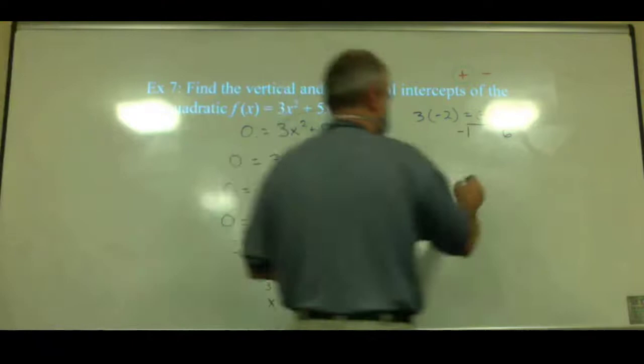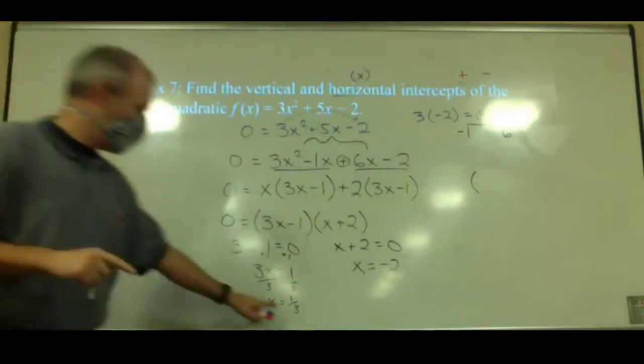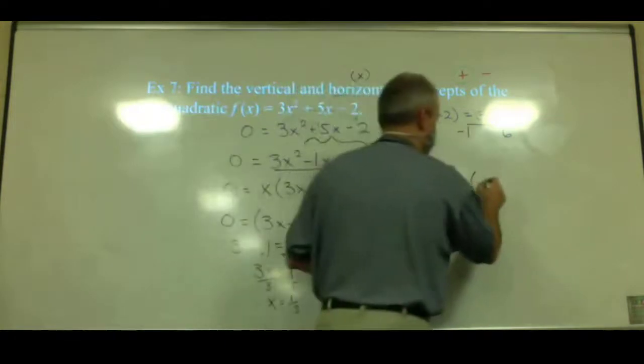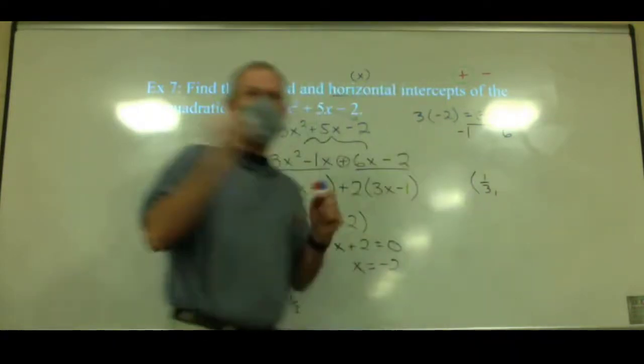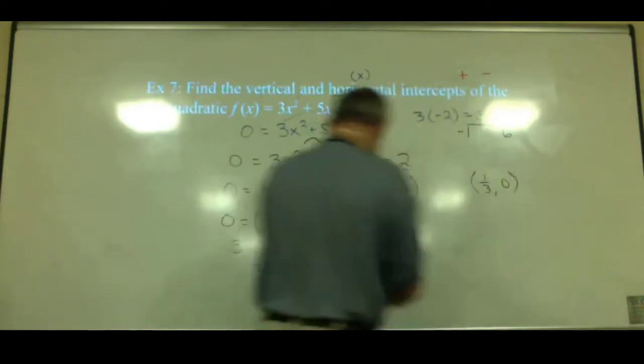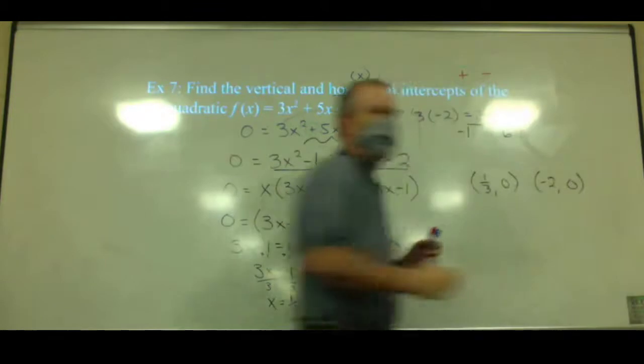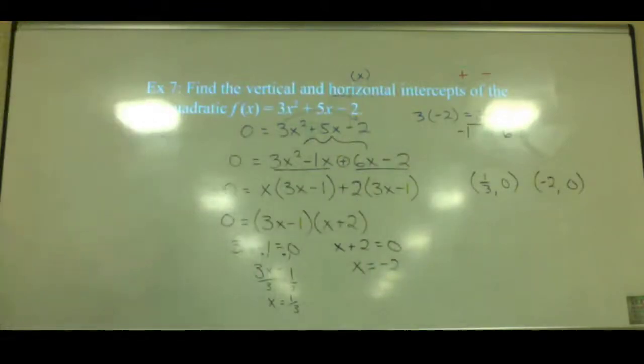So our x-intercepts are, remember how they're ordered pairs because they're points on the graph? X is 1/3. What do we know y is automatically? 0. And then the other one, x is -2, and y is automatically 0. So those are the x-intercepts, the horizontal ones. We did the hard one first. Because do you remember how we find the y-intercept?